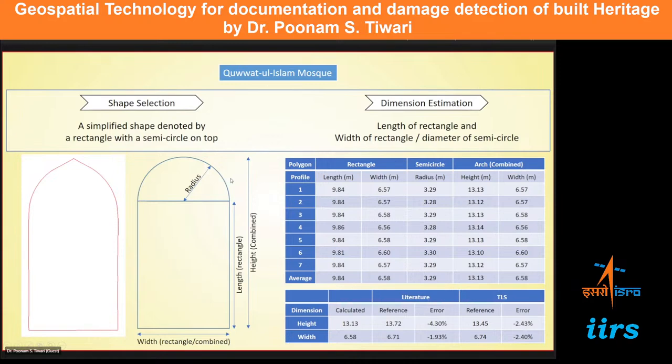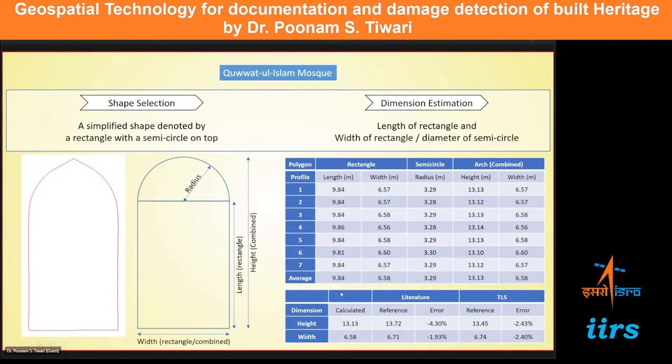Then we have selected the shape. This was the radius. This shape is created using a rectangle and a semicircle. We fitted a rectangle and a semicircle in that, combined both of them and created the arch. Then we have compared with the literature.